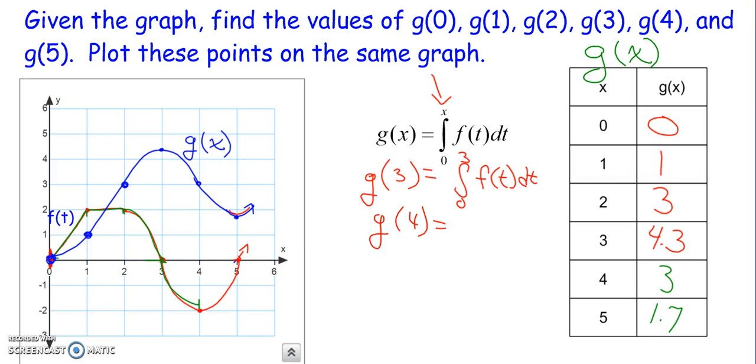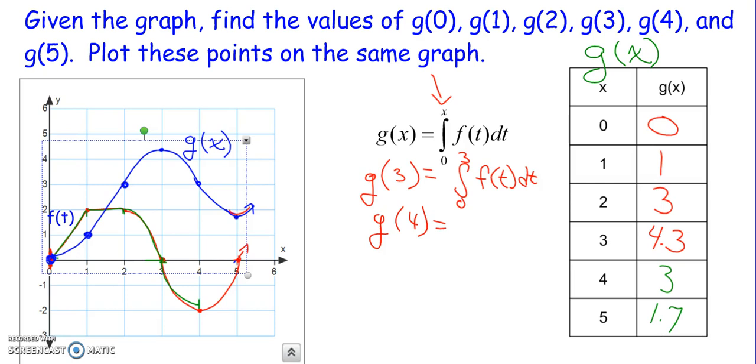What else do you see? I said that the point for 3 on g of x is coordinated with an f of t maximum. Yes, it's a maximum, and we know the derivative at a maximum is 0, right? So that's true. All right.